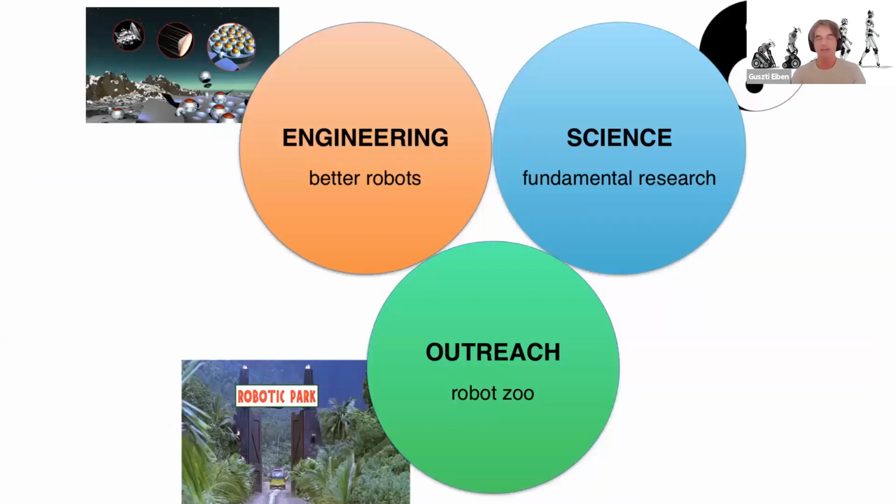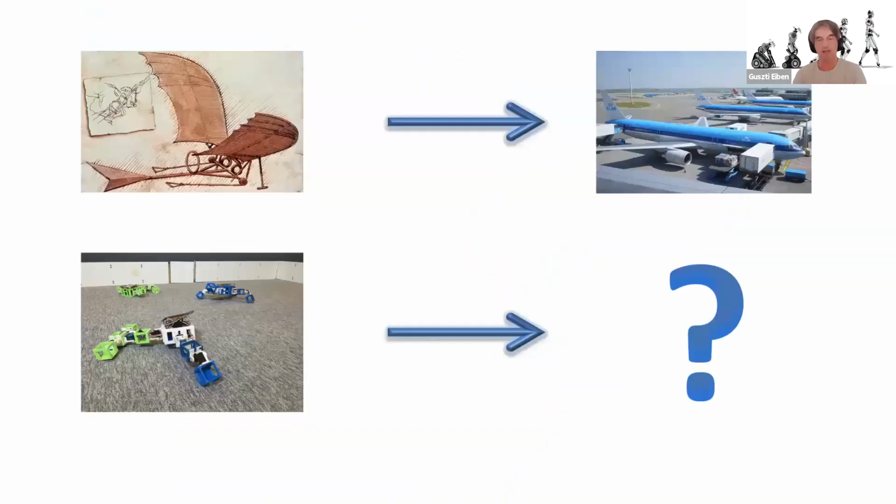Which means that the whole technology is useful for three different things: engineering, it can build us better robots; science, it can help with fundamental research understanding ourselves; and it can help with outreach, so we can build a robot zoo and a robotic park instead of a Jurassic Park, and from the entrance fees we can hire more PhD students.